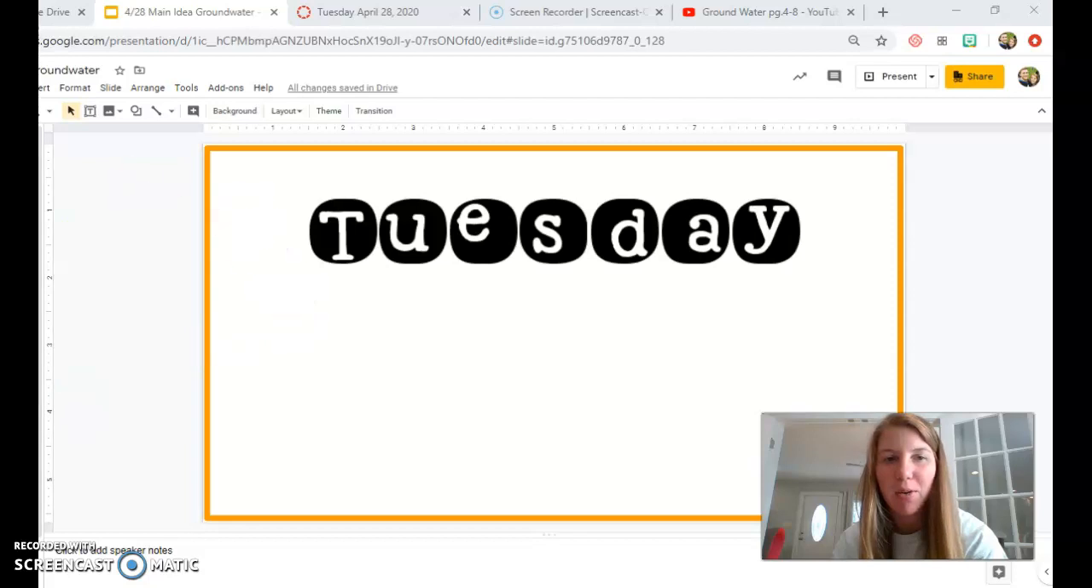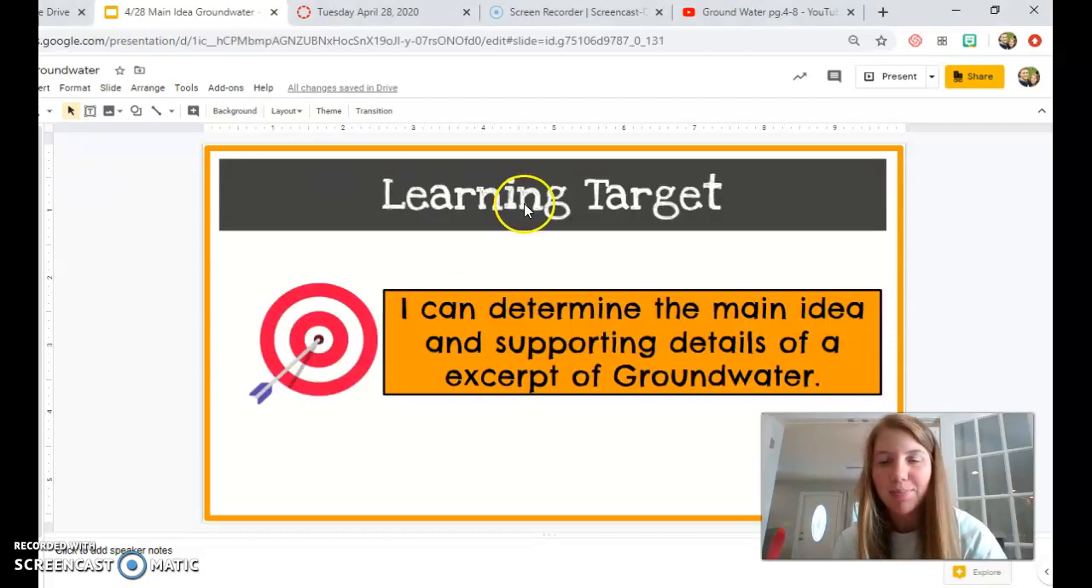Today we are going to be going over main idea and key details. So, I'm going to switch over to our learning target. You can read this with me or just follow along. It says, I can determine the main idea and supporting details of an excerpt of Groundwater. So today we're going to be reading the story called Groundwater. We're not going to read the whole book today, but we're going to read a couple of different pages. And we're going to be determining the main idea and supporting details.